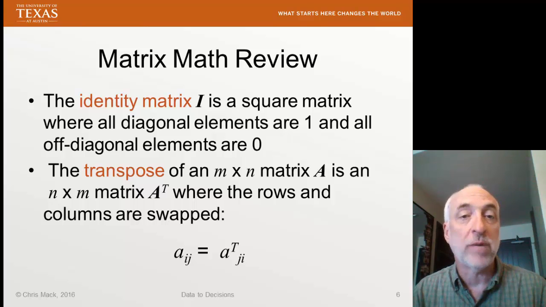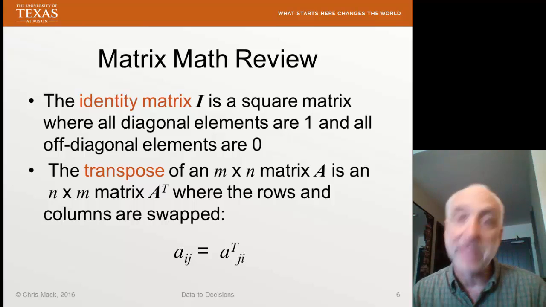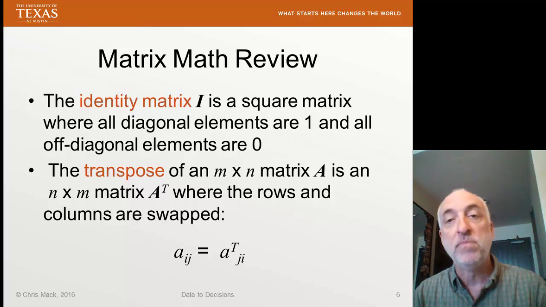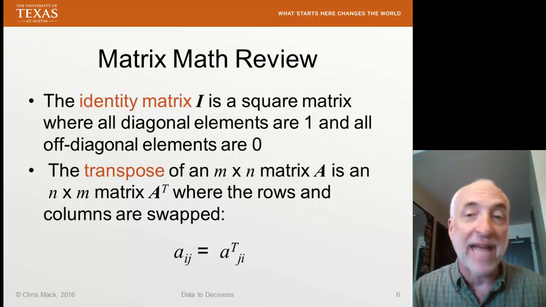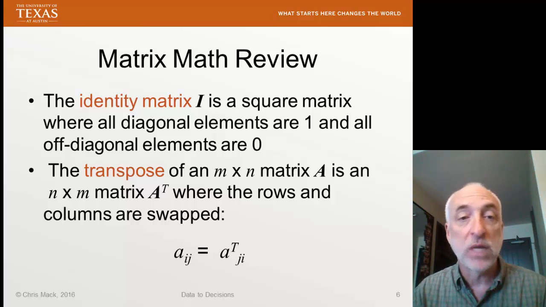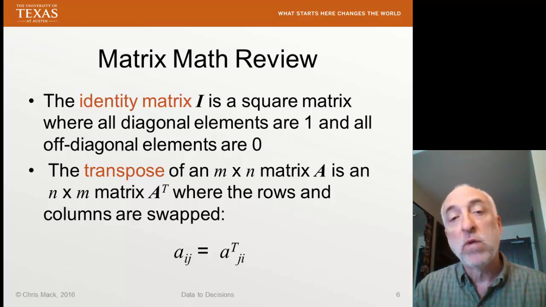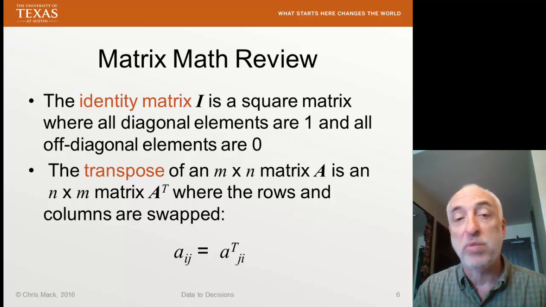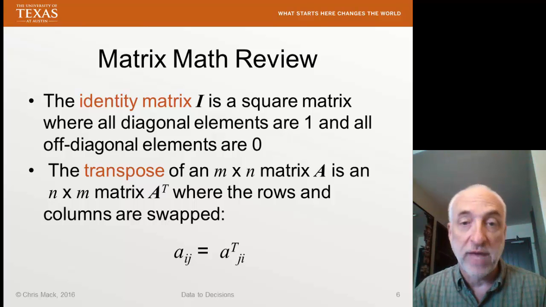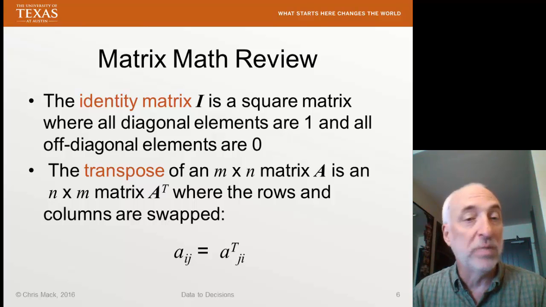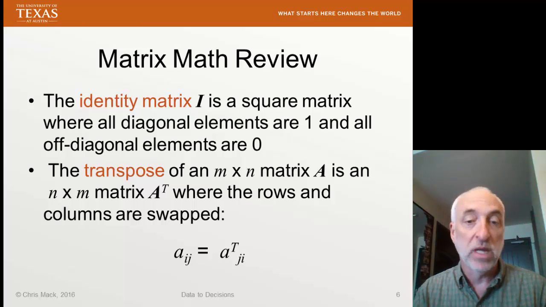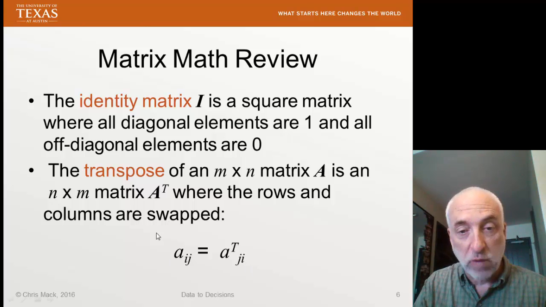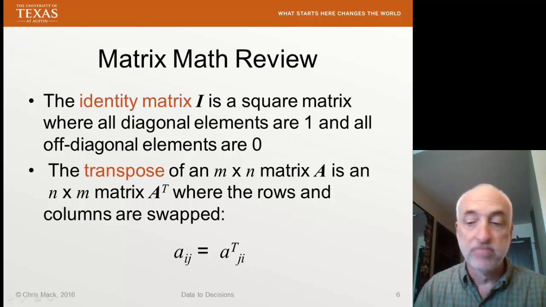We frequently talk about the identity matrix. In fact, we talked about the identity matrix in the last lecture. This is a square matrix where all the diagonal elements are 1 and all the off-diagonal elements are 0. We also talk about the transpose of a matrix. In a transpose, we simply swap the rows for the columns. So if I have an m by n matrix, its transpose will be an n by m matrix. And every individual element is swapped. I's and j's become j's and i's of the transposed matrix.